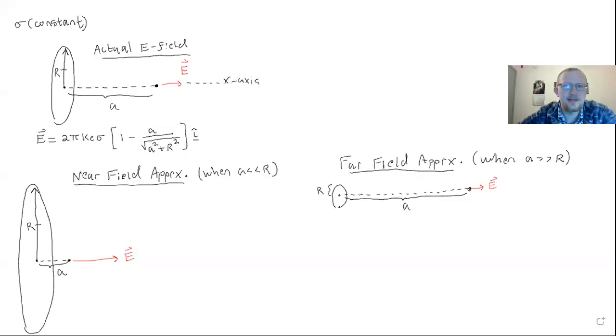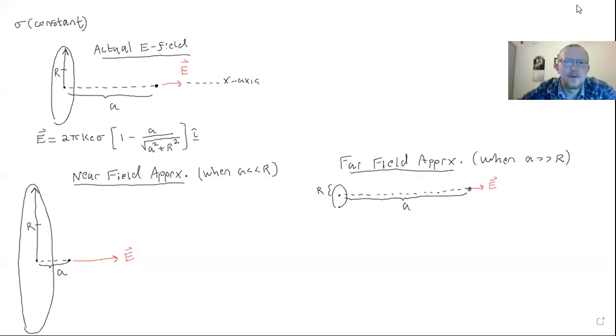As you can see up here on the left, I have, recall that our sigma, our area charge density, was constant when we did these calculations, and we calculated the actual E field, and that's this thing right here. Okay, so now what we're interested in, this thing looks kind of complicated. Maybe we could simplify it down for certain cases. So I'm going to start with the easier of the two, the near field approximation.